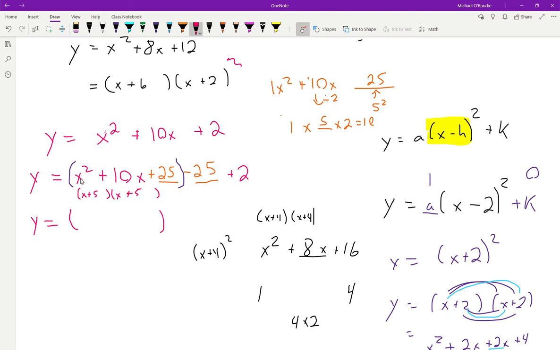Right? 2 numbers that multiply to this, x and x. 2 numbers that multiply to this, 5 and 5. Right? And these add up to 5x and 5x, which add up to 10x. So inside this bracket is x plus 5 squared, since it happens twice. But then outside the bracket, we're going to add these 2 together, which is minus 23. I'm going to write it nicely down here.